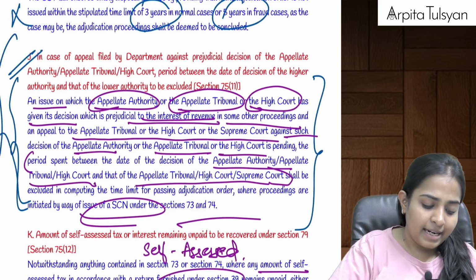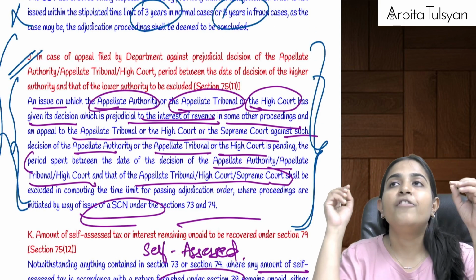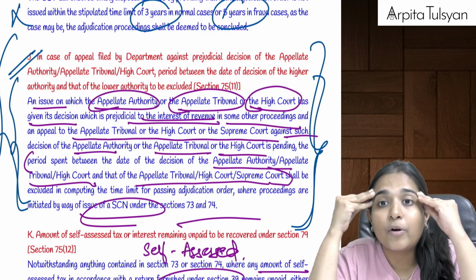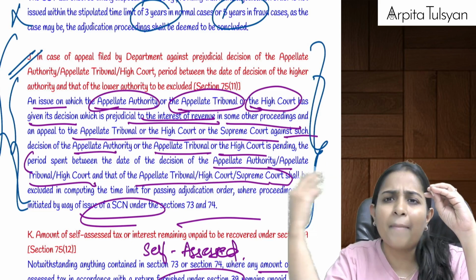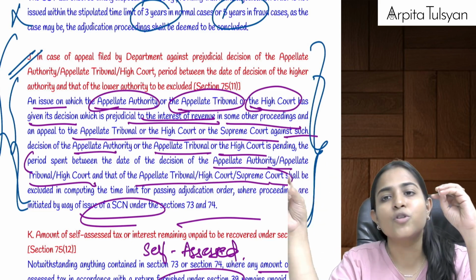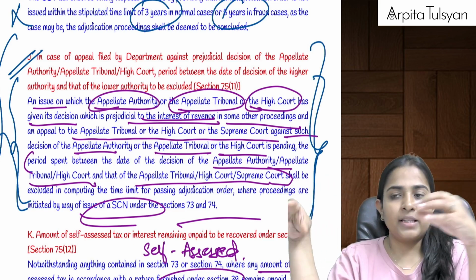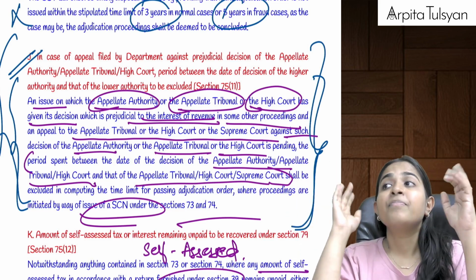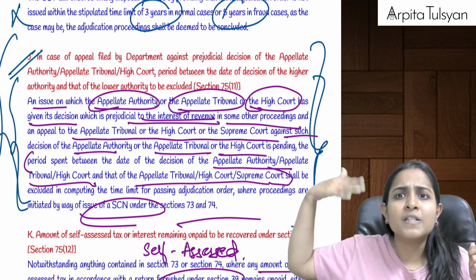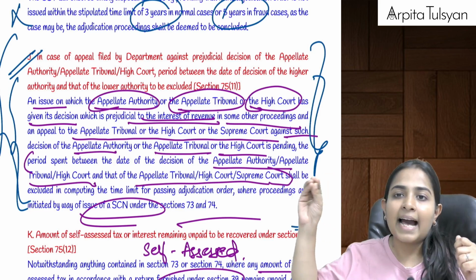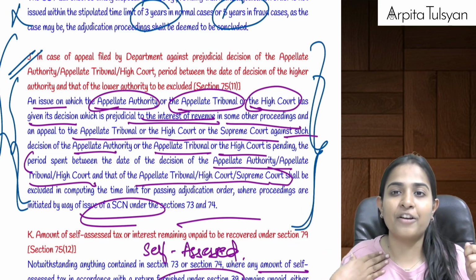Now, similarly, let's say there was some order which was passed by the proper officer. I have the order with me. And regarding the same matter, there was some appeal going on for some other client, and the decision given by the appellate authority was in favor of the taxpayer.